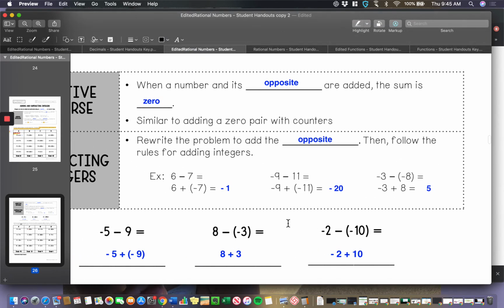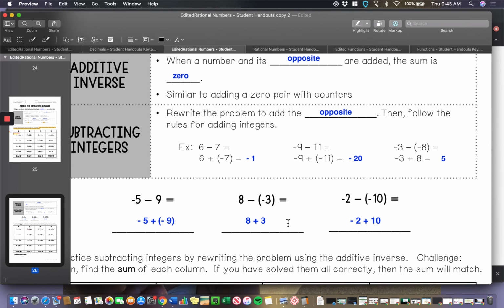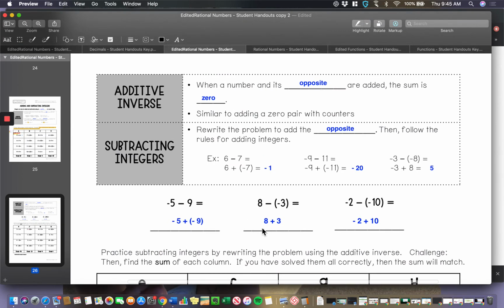So I am going to do these couple problems for you here. All right, so we had negative 5 take away 9. I keep that first number, I put the addition sign, and I put the second number in parentheses. This next one was a little bit special, because we have that take away a negative. Whenever you take away a negative, it will become positive. So 8 plus 3 is the same as saying 8 take away negative 3.